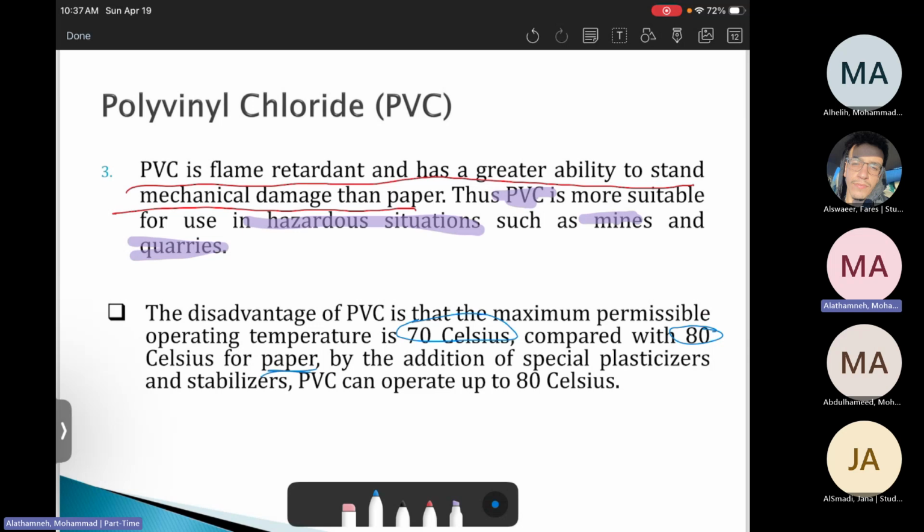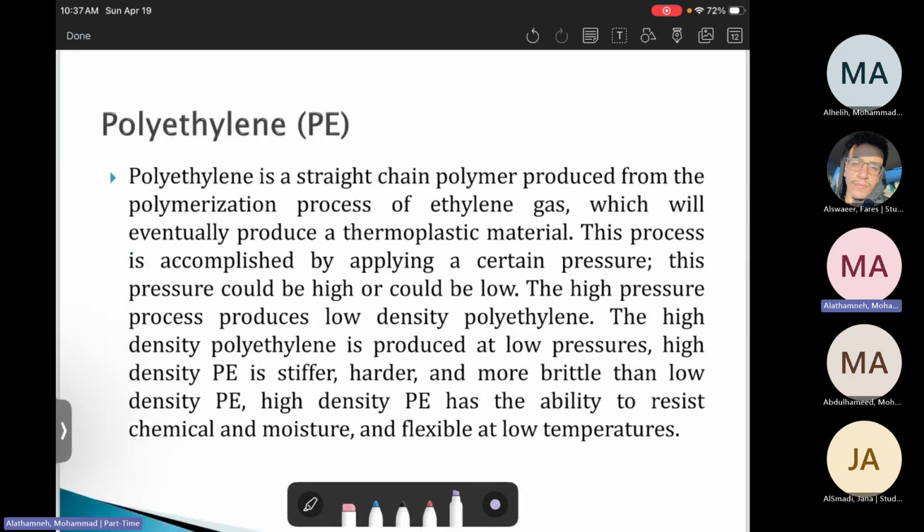paper. In addition, with special plasticizers and stabilizers, PVC can operate up to 80 or 60 degrees after adding plasticizers and stabilizers. Polythene, polyethylene, PE. PE is a straight chain polymer produced from the polymerization process of ethylene gas, which will eventually produce a thermoplastic material. This process is accomplished by applying a certain pressure. This pressure could be high or low depending on the settings.